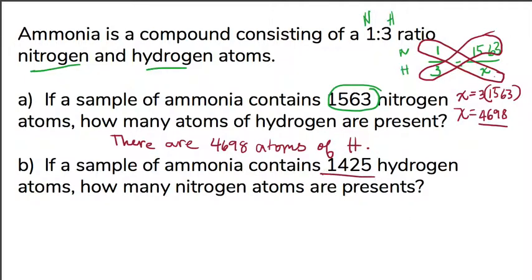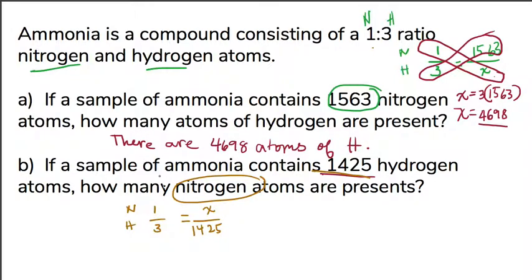It's now asking, how many nitrogen atoms are there if there are 1,425 hydrogen? Let's go back to the basic ratio. Nitrogen and hydrogen. So there's a 1:3 ratio, equals, now we do not know what nitrogen is, so let's give it an X. And we do know that there are 1,425 hydrogen atoms.